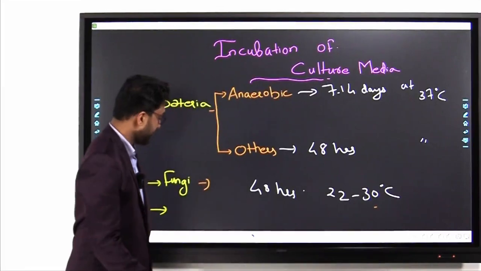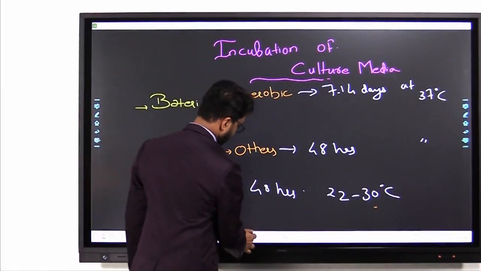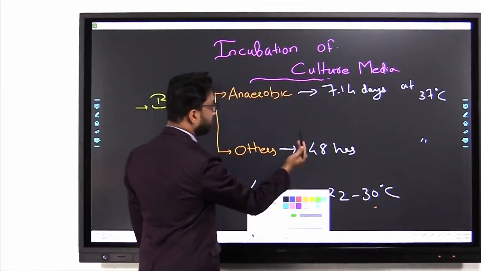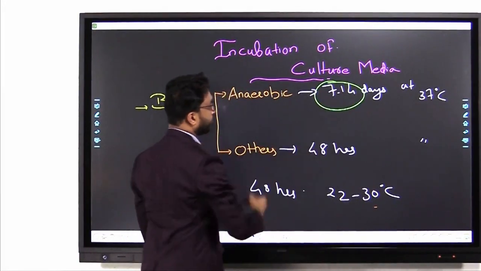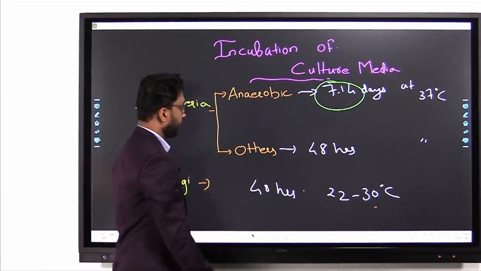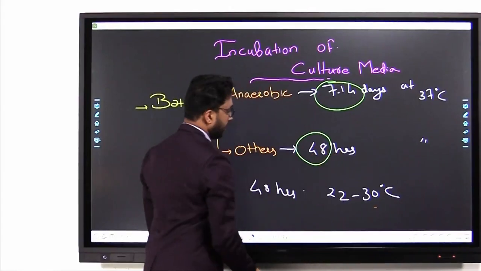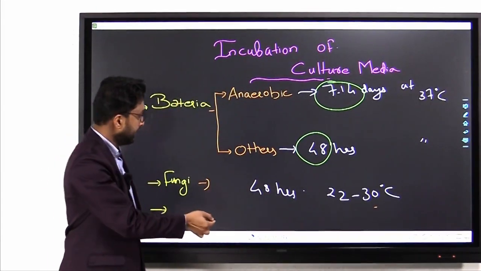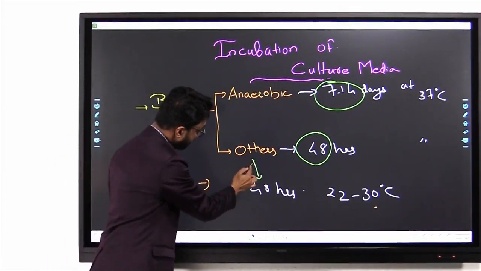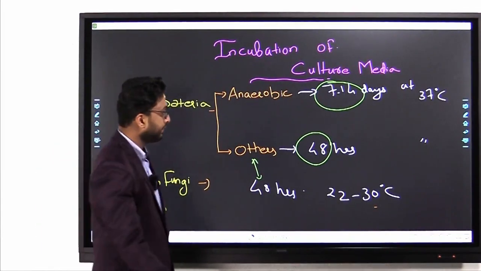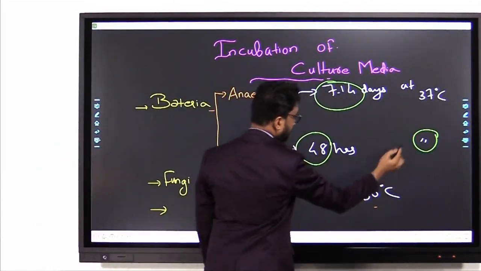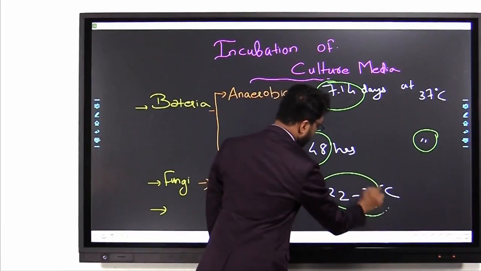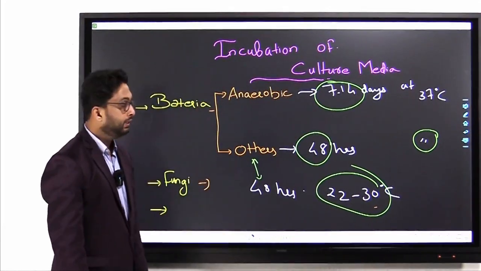So, where is the variation? For the bacteria, the variation is, for anaerobic, you have got 7 to 14 days. For aerobic, just 2 days. Okay, comparing the bacteria and fungi, it's the same as other or general bacteria, 48 hours, but the variation is the temperature. It's 37 degrees Celsius versus 22 to 30 degrees Celsius.